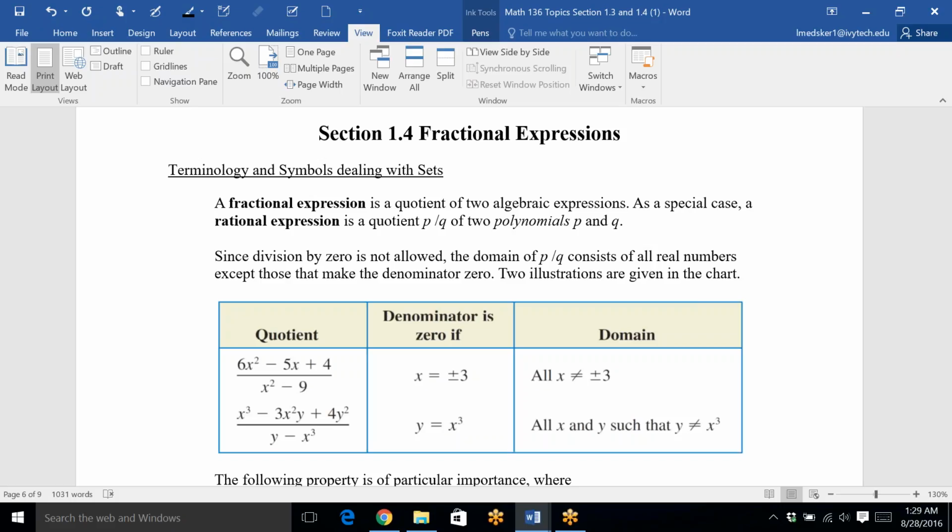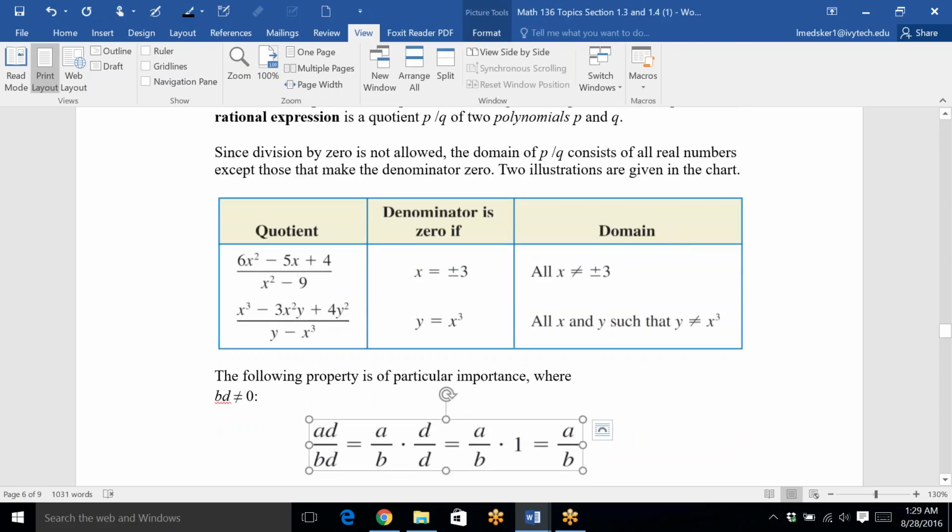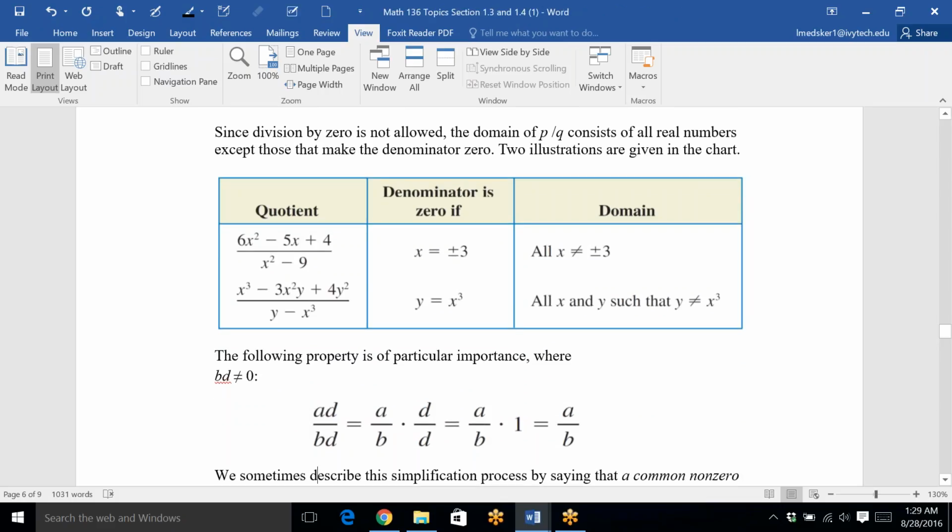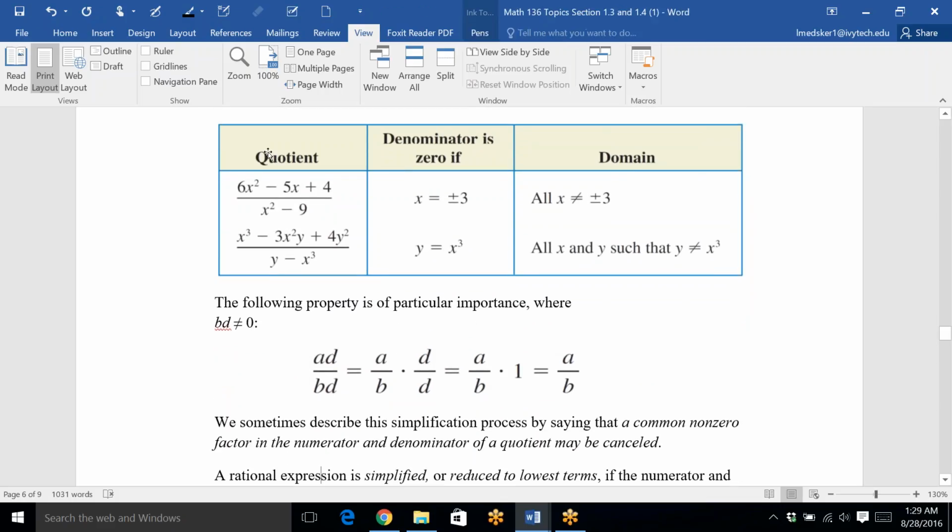expressions. So a fractional expression is a quotient of two algebraic expressions. Normally it's two polynomials, and we say P over Q. We cannot have division by 0, so whatever you have in your denominator, you cannot equal 0. So for example, here's an example of a rational expression.